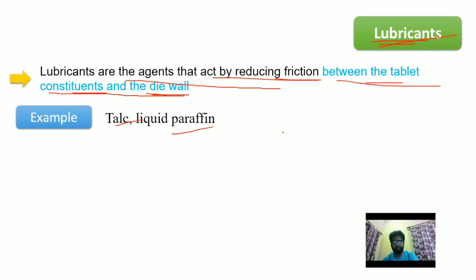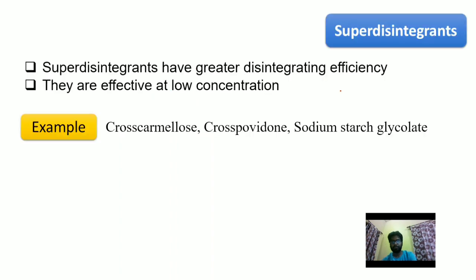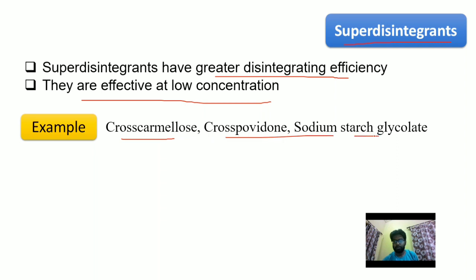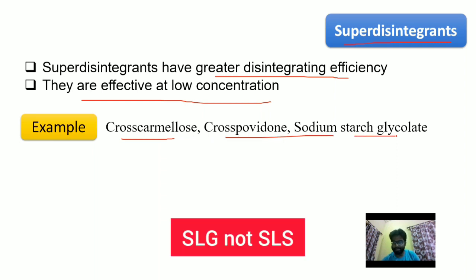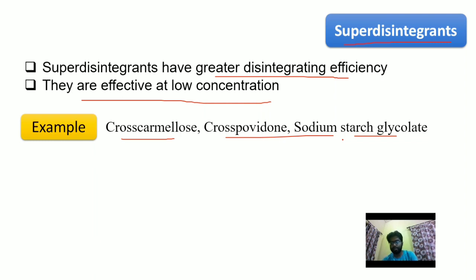Then coming to the next point, super disintegrants. Okay, super disintegrants have greater disintegrating efficiency, and they are effective at low concentration. Examples of super disintegrating agents are croscarmellose, crospovidone, sodium starch glycolate or SLS. So these are the ingredients which are used as super disintegrating agents.